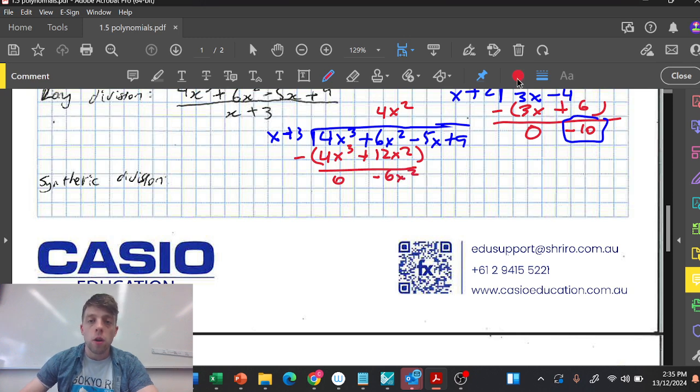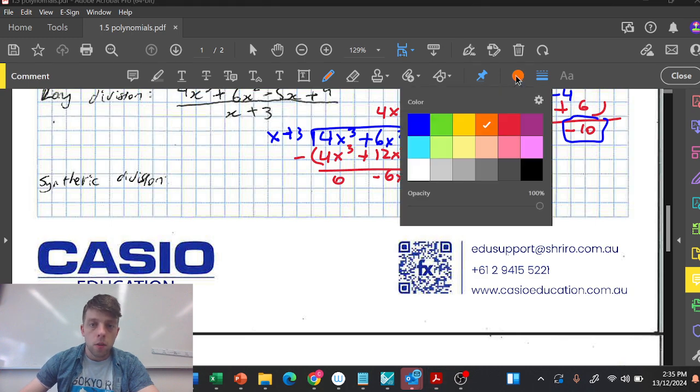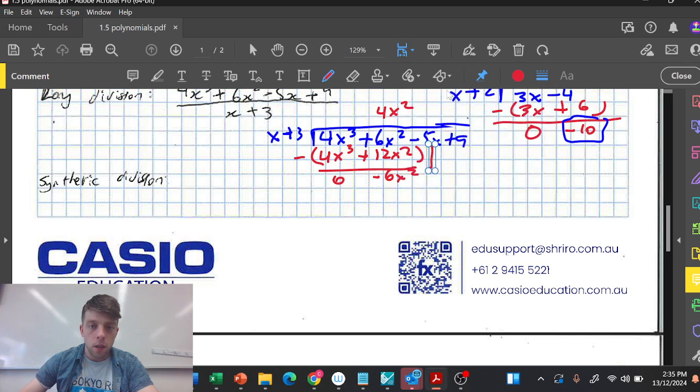Next thing we do is we drop down the next term. So we're going to drop down this term here. So the negative 5x, that comes down here. Negative 5x, and now we're just going to do the exact same thing.